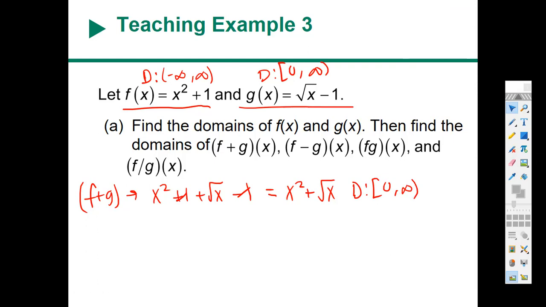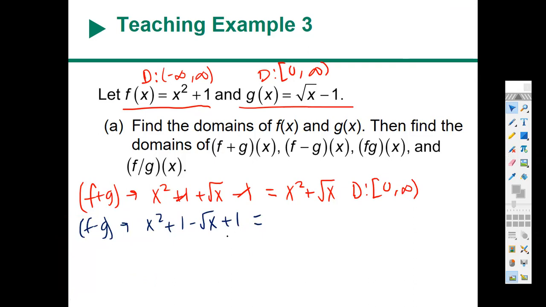So would it be the same when it comes to subtracting two? It's the same process, exactly. So now we're gonna do f minus g, which means I have x squared plus 1 minus the square root of x plus 1. So it'll be the same thing going down. Right?